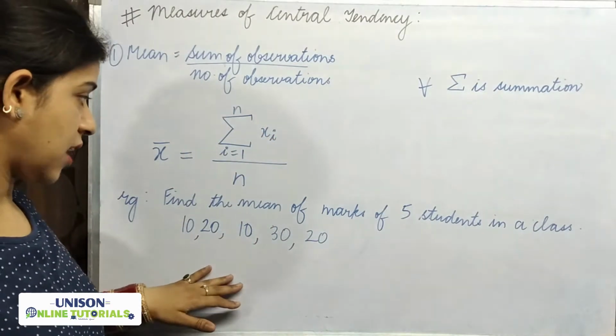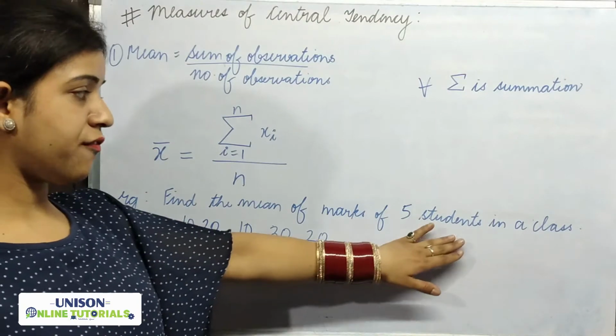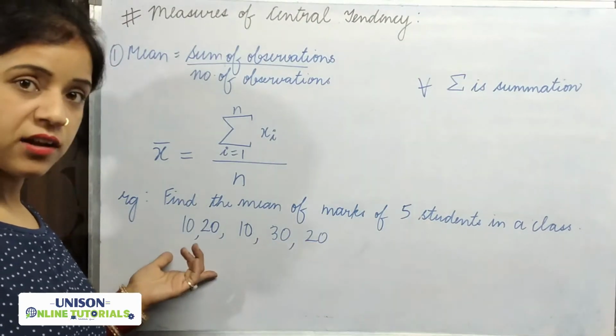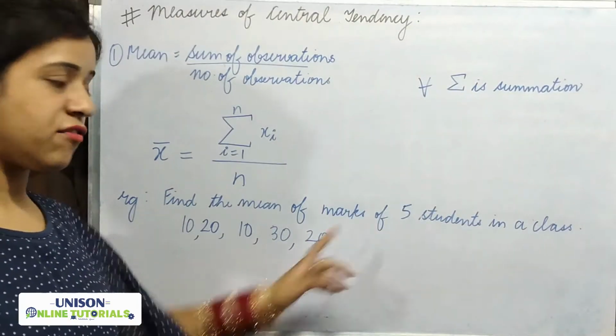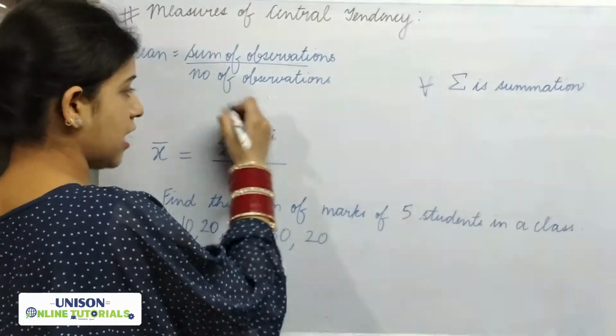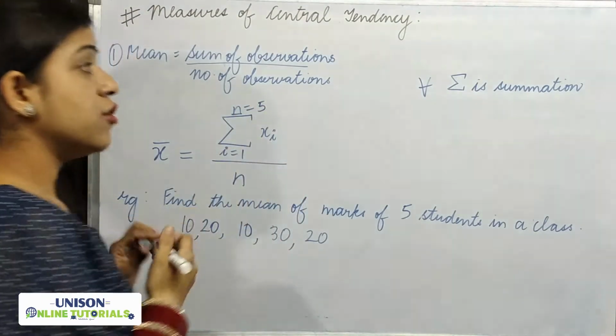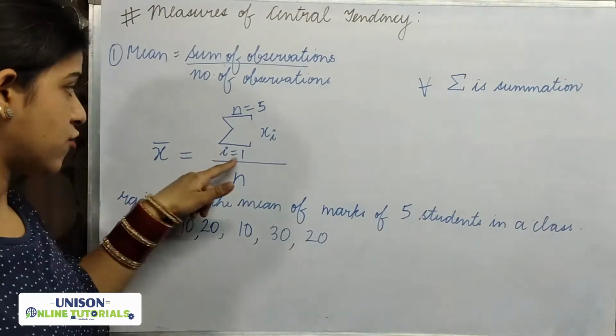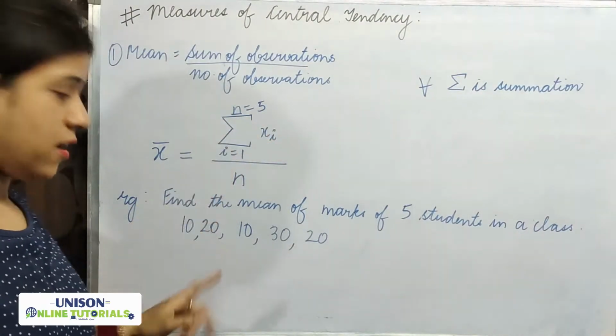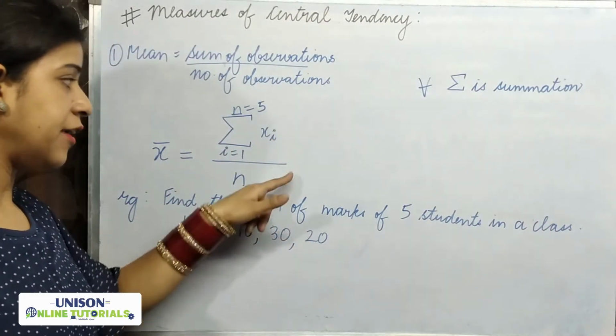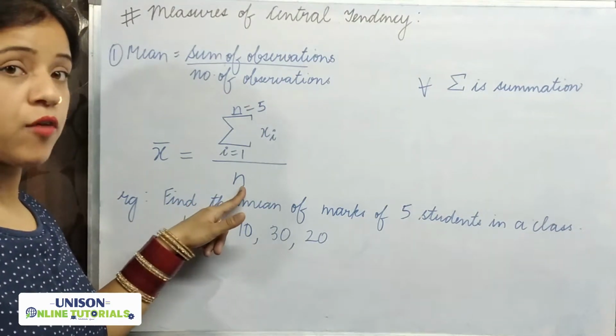For example, in this case you have to find the mean of marks of 5 students in a class. Marks are given to you. Here you are having 5 students. That means in this case n equals 5. So we have to add the observations from 1 to 5, like from 10 to 20, and divide it by n. N is total number of observations.